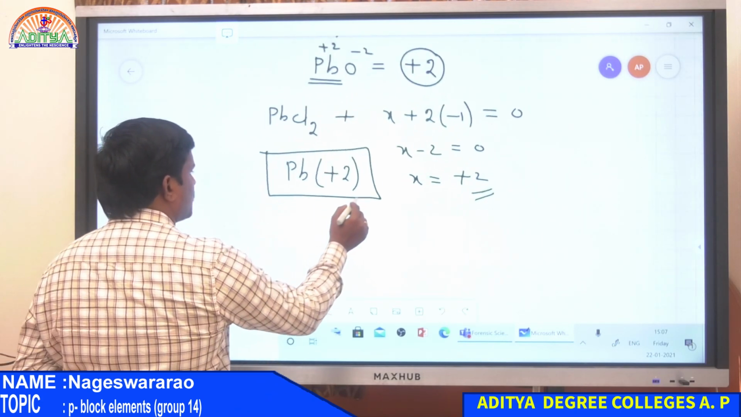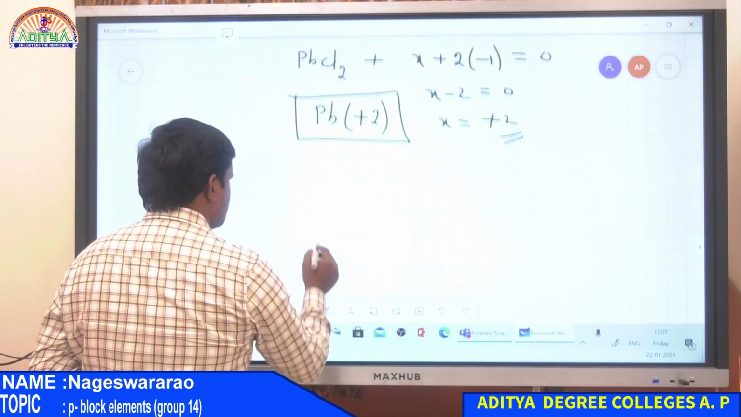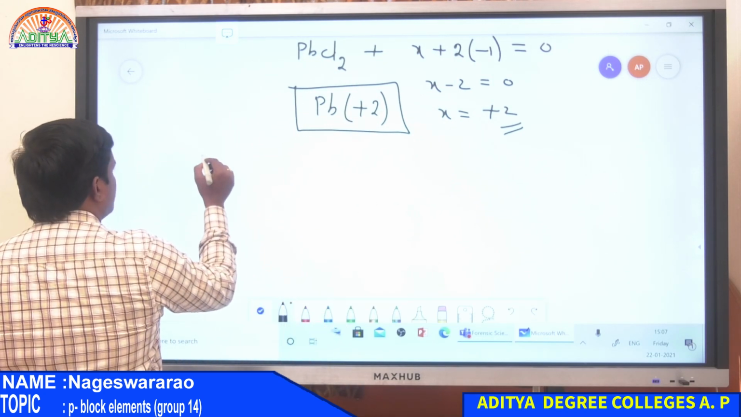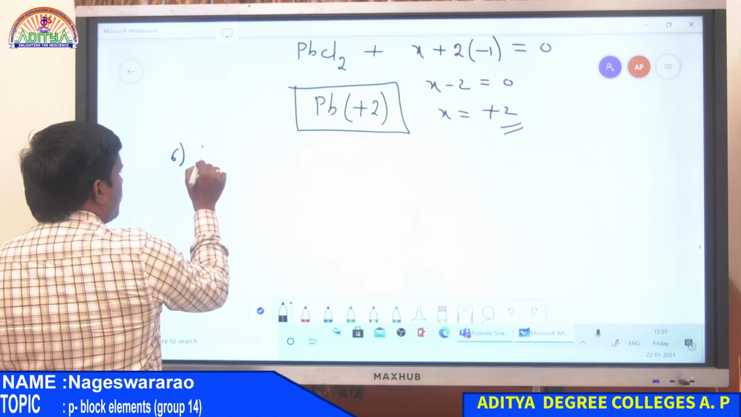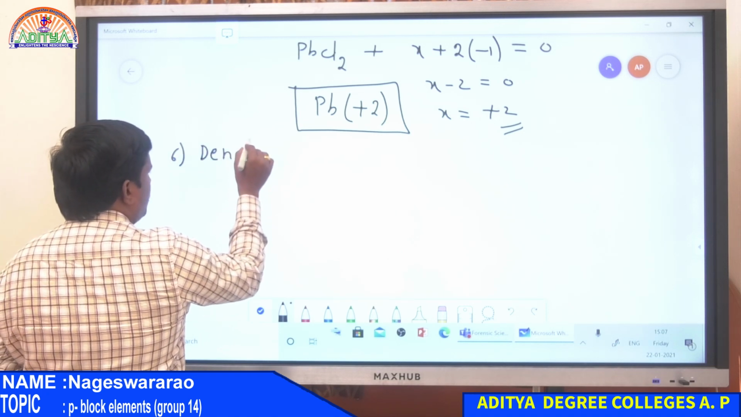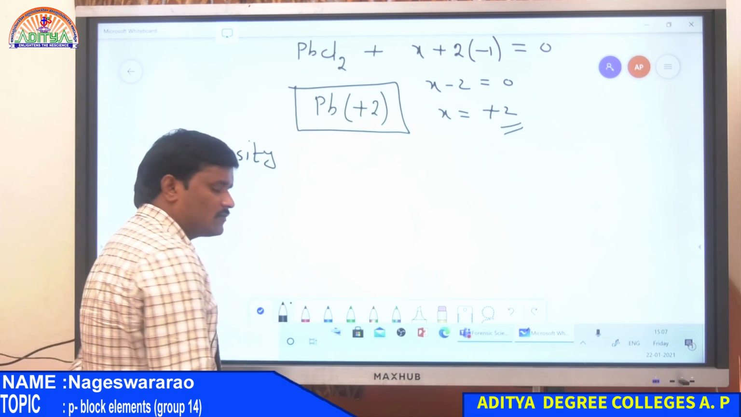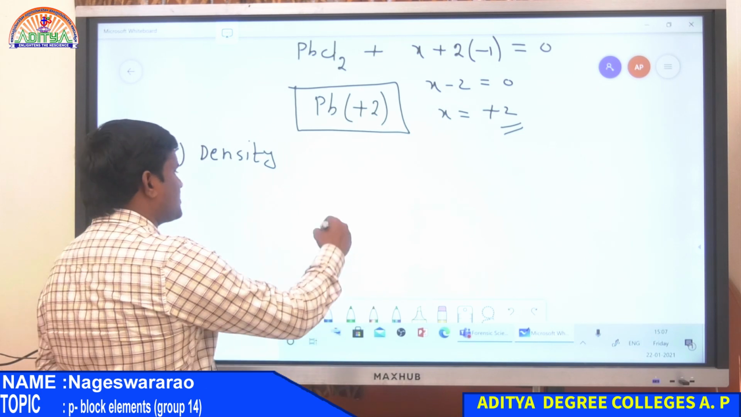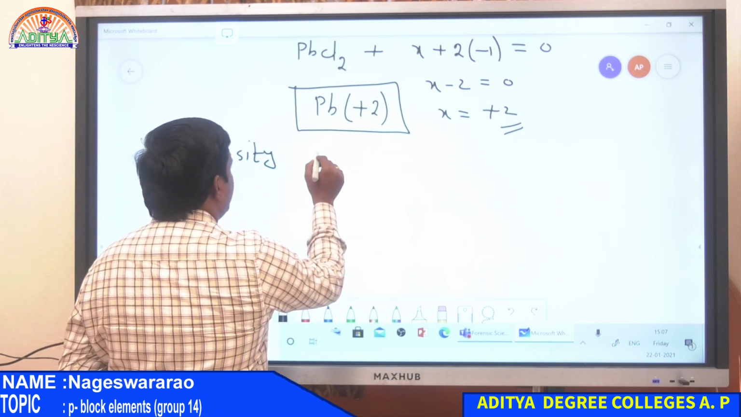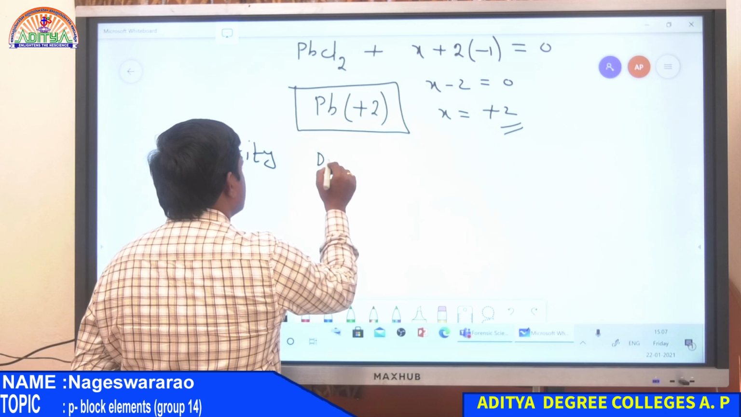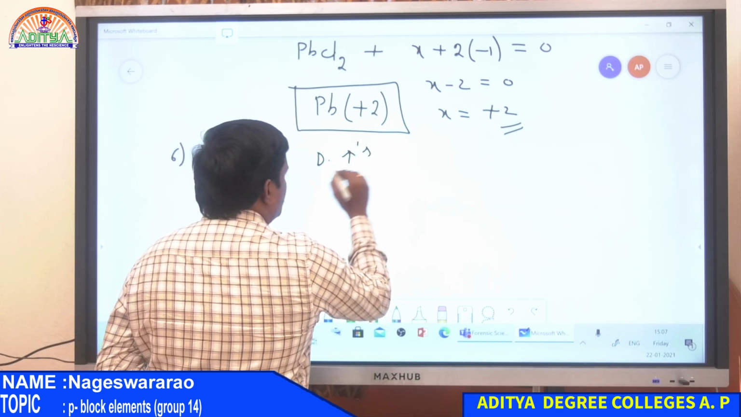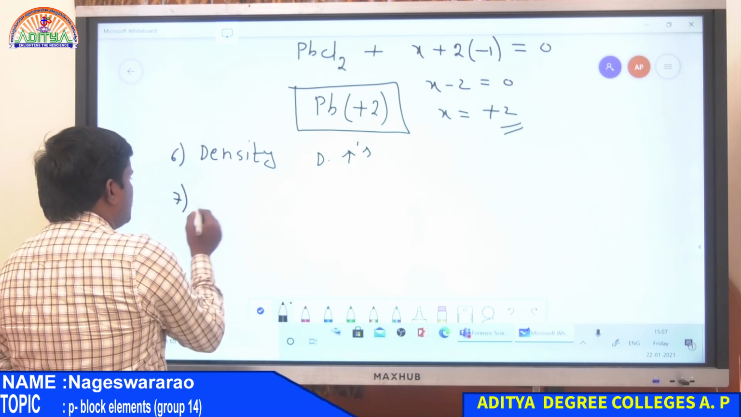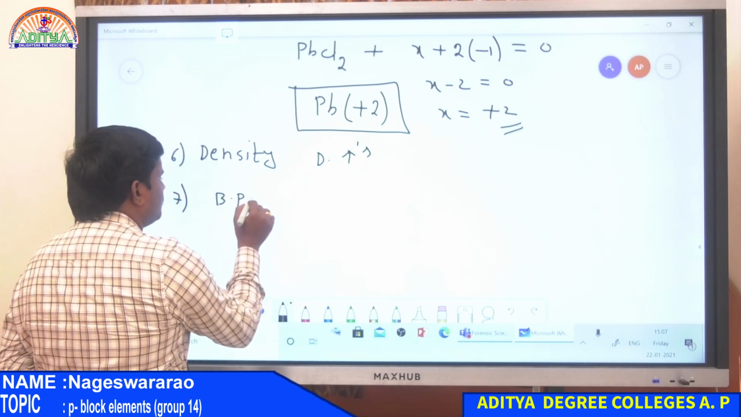Next property is density. From top to bottom, atomic size increases and hence atomic mass also increases, therefore density increases. So from top to bottom, density increases. And the next property is boiling and melting point.